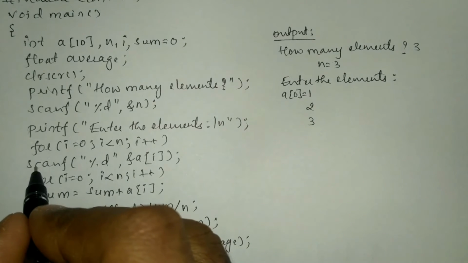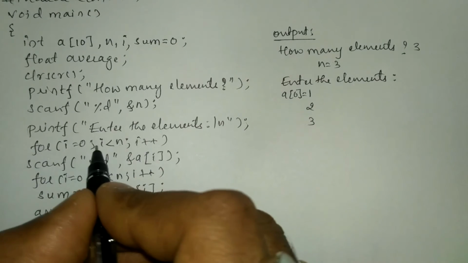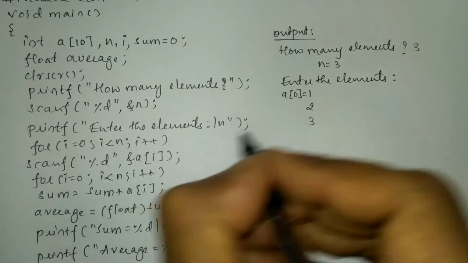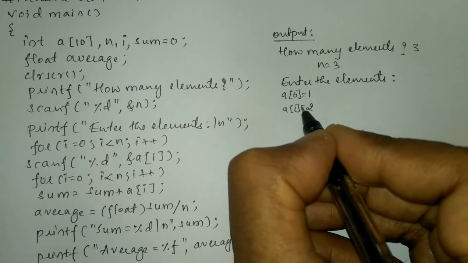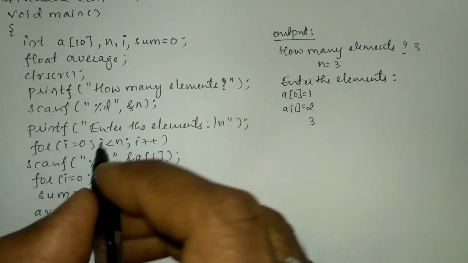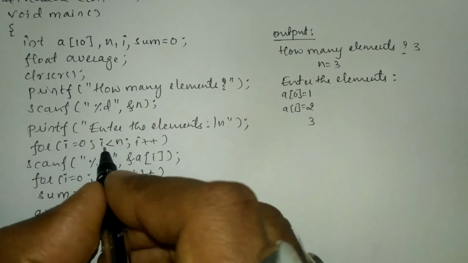Again, control transfers to for loop by incrementing the value of i by 1. 1 is less than 3. Condition is true. Once again, the value of a of 1 is equal to 2. Again, control transfers to for loop by incrementing the value of i by 1. Now, i value is 2. 2 is less than 3.